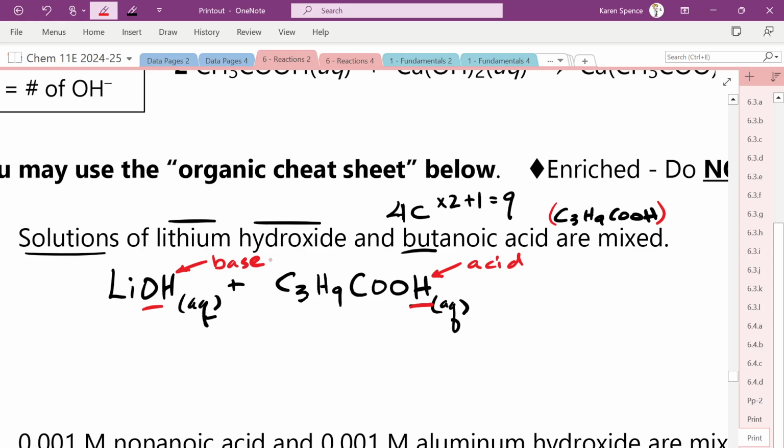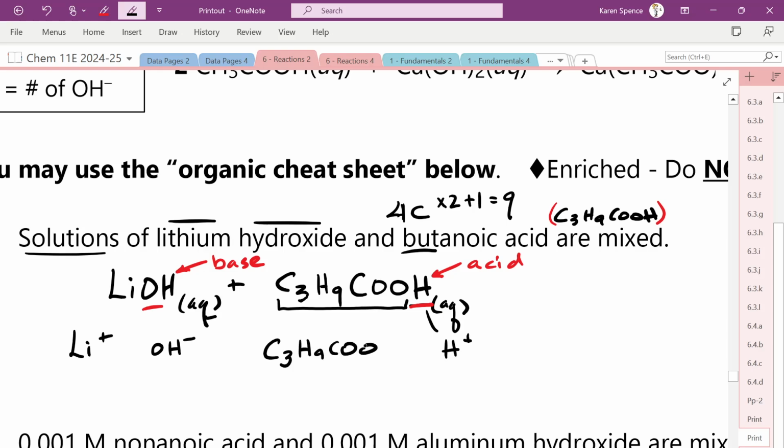Yeah? So you need to know this is neutralization. And we are going to combine our ions. So I'm going to write out my ions, Li+, OH−. And remember, we have H+. Whatever isn't H+ is the anion. So all of this, C3H9COO−, that's all the anion. Whenever you have an organic acid, just take off the hydrogen and that leaves you with the anion.